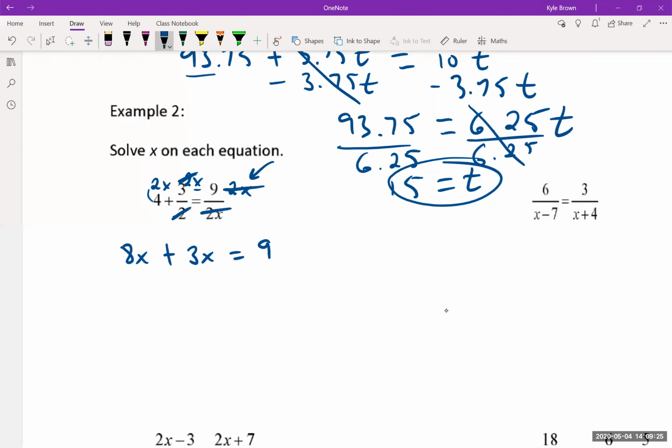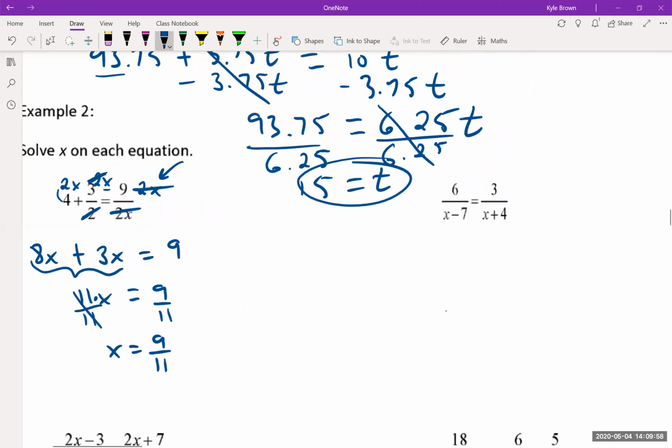So I know that looked a little confusing, but with practice, I think you guys will get more used to it. So this is going to be nice now, because now I'm just left with 8x and 3x. Okay, well, those are like terms. I can just collect those like terms. 8x plus 3x is 11x. So 11x is equal to 9. Then very last thing, I'm going to get rid of that 11 that I'm multiplying right now by dividing both sides by 11. So x is equal to 9 over 11.